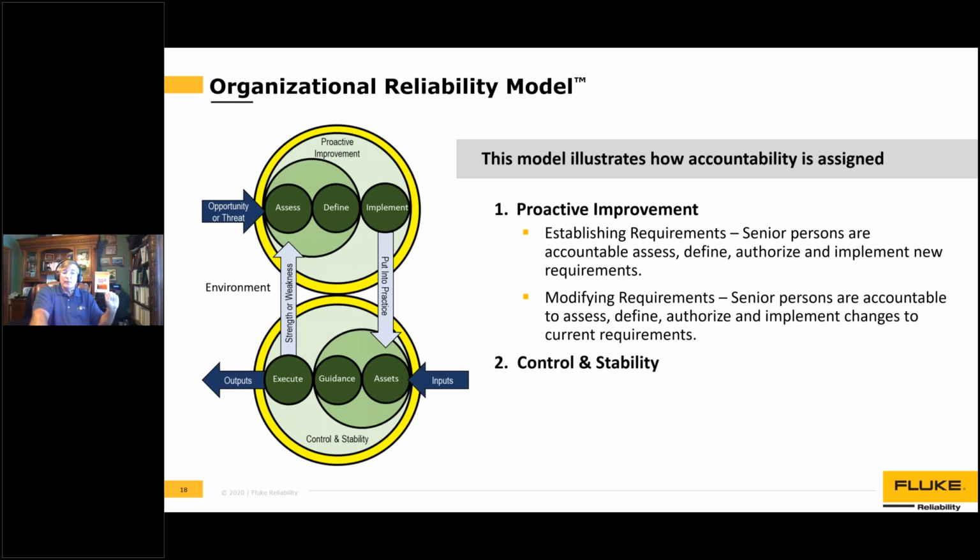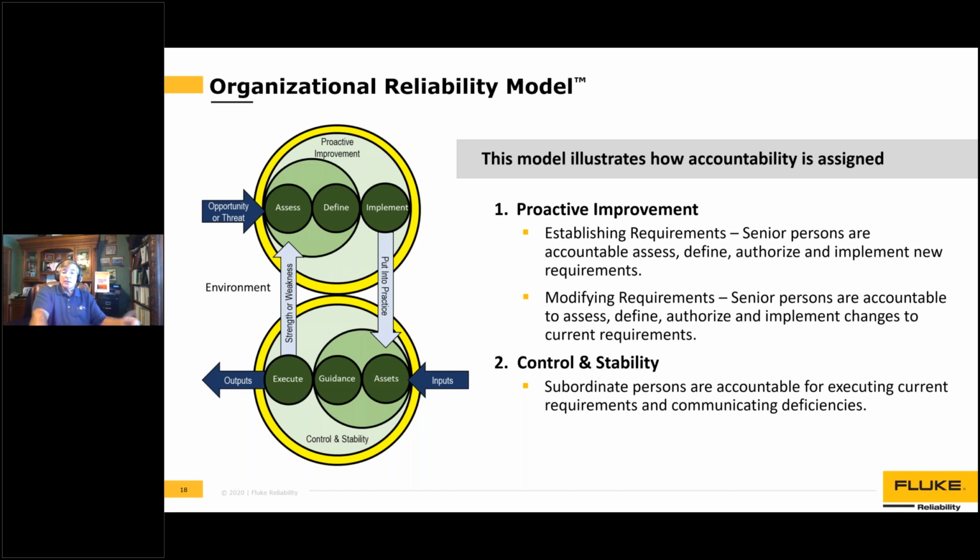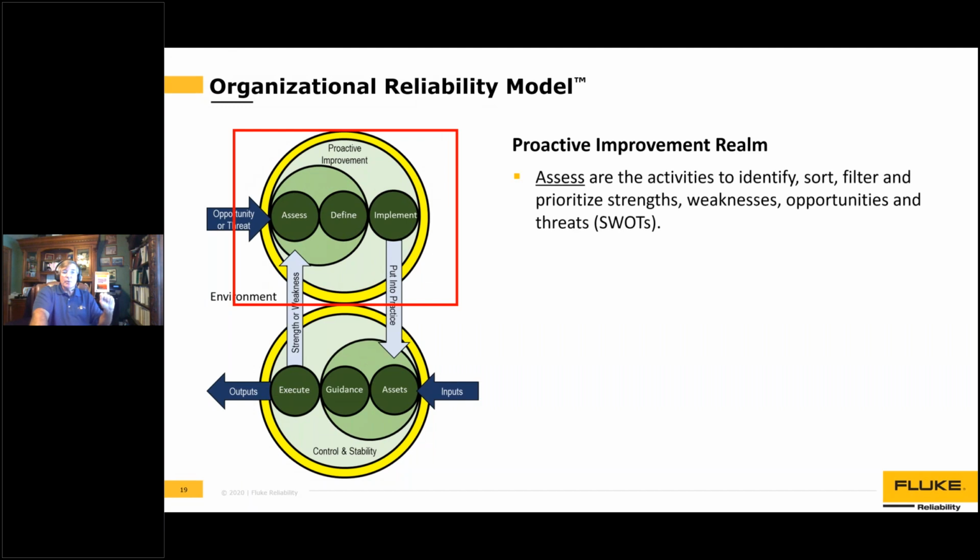The bottom half of the model is what I call the control and stability realm. This is where the subordinate person, or the direct report to that senior person, is accountable for executing the current requirements, that's the current guidance with current assets, and for communicating any deficiencies, right? So if they don't have the assets needed to carry out the guidance that they've been given, they are accountable to notify the senior person. So let's go through this in just a little bit more detail. What do we mean by these different terms?